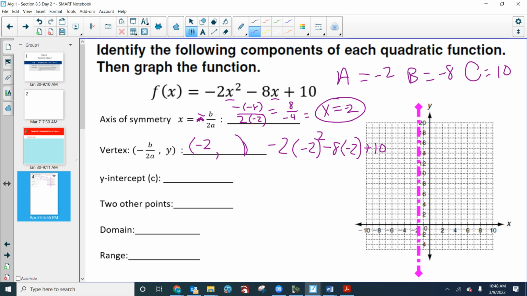Guys, plug that into your electronic devices. Remember, what do we do around the negative? Parentheses. Hey guys, you don't have to put a multiplication sign next to parentheses. It'll automatically do that. So I would just go -2, parentheses, -2, parentheses, to the second power. And then -8, parentheses, -2, parentheses, plus 10.